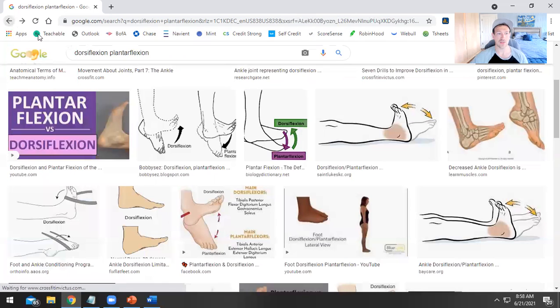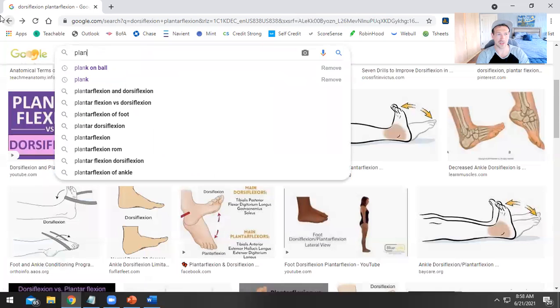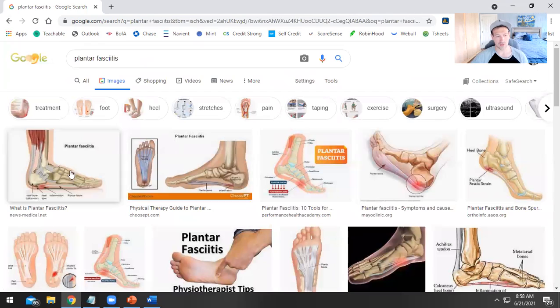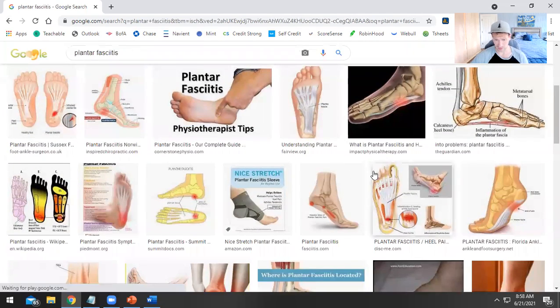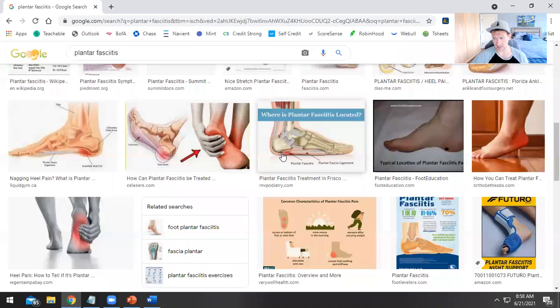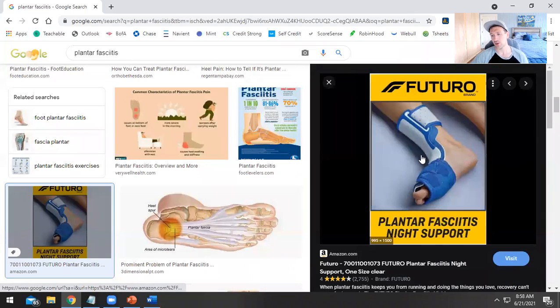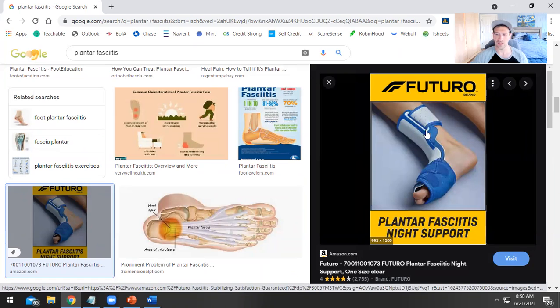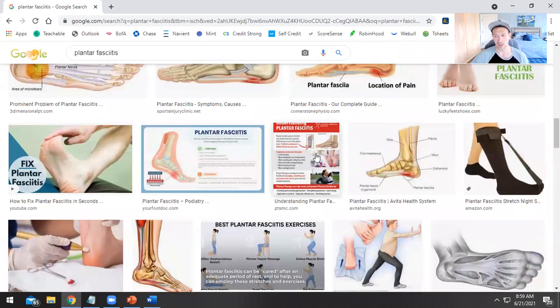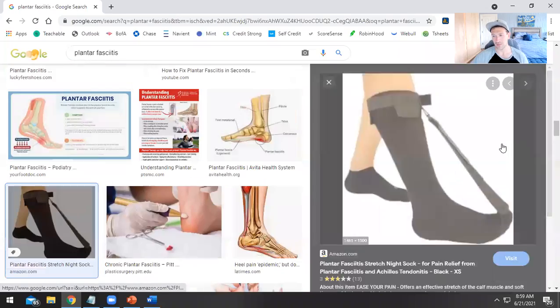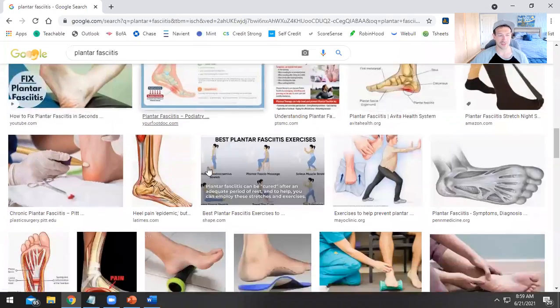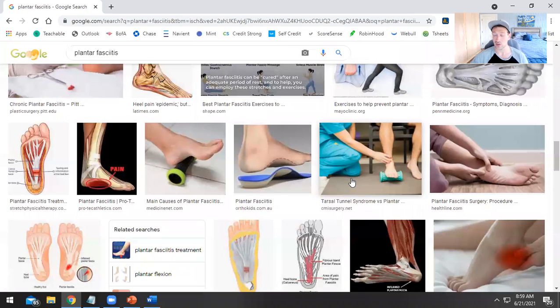A lot of times, you even saw when I pulled up plantar fasciitis, it's going to show a lot of pictures of what the injury is, but look at how many pieces of equipment there are. This is designed to pull you into dorsiflexion while you're sleeping and not allow you to point your toes away while you're asleep. You can see here, same thing, that's pulling your toe up, all these little pieces of equipment designed to increase your dorsiflexion.